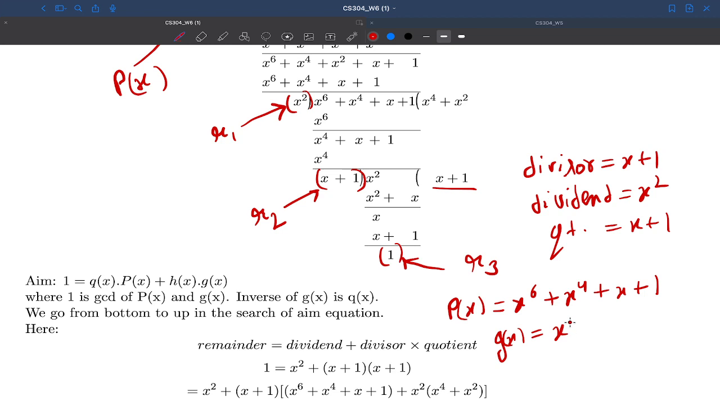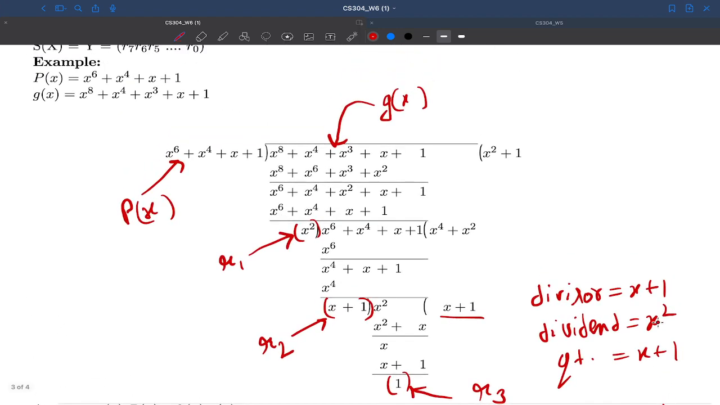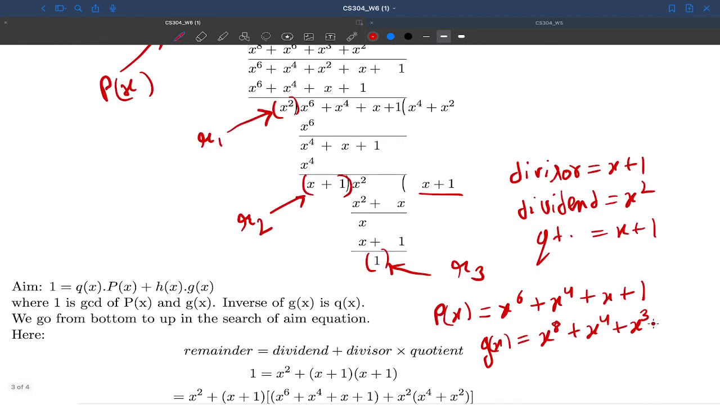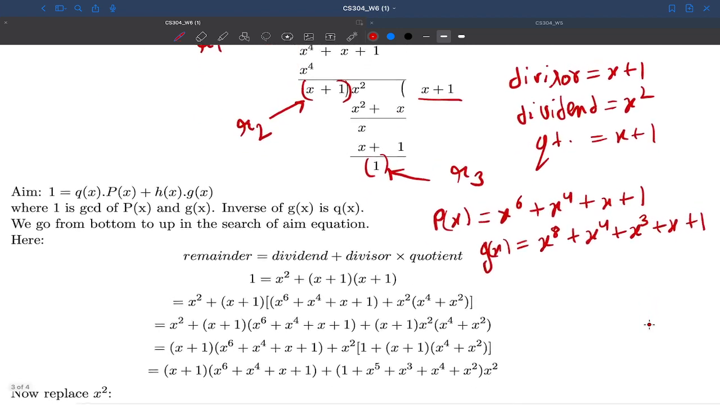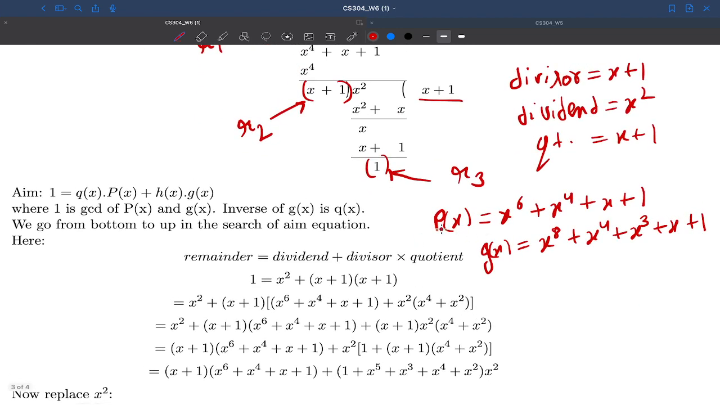That is x8, x4, x3 plus x plus 1, plus x plus 1. Okay, so this is my g(x) and this is my p(x), and I want an equation 1 equal to q(x) times p(x) plus h(x), that will be anything, I don't care about that, times g(x) will be this.